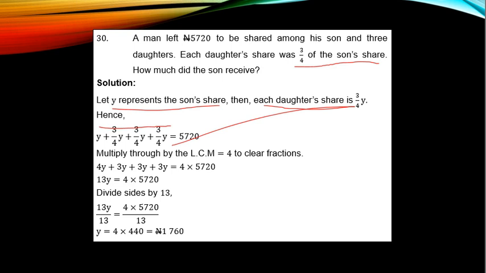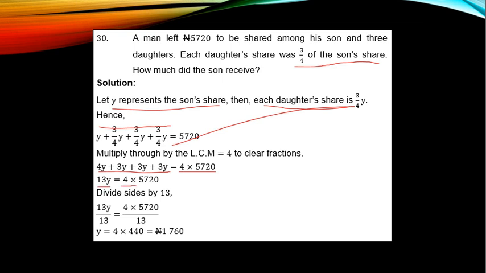Okay, to solve for Y, you need to clear the fractions. To do that, multiply by 4, the common LCM. Multiply by 4, 4 times Y is 4Y. 3/4Y times 4 is 3Y. The next 3Y, the next 3Y, and the right hand side 4 times 5,720. Okay, if you add the left hand side, you have 13Y.